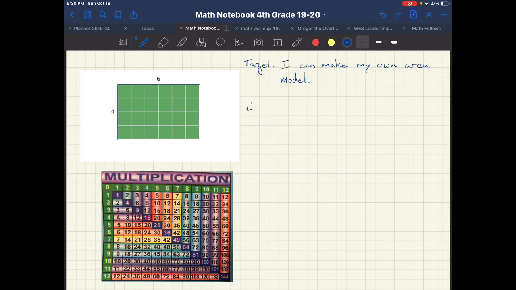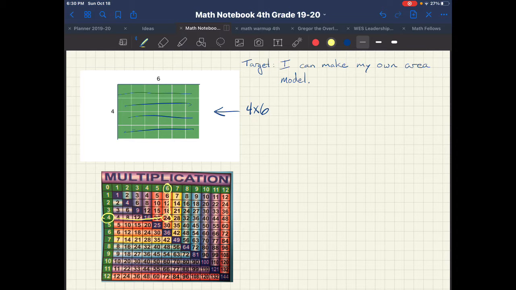So 4 times 6, this is the area of 4 times 6. There are 4 rows of 6, right? 1, 2, 3, 4 rows of 6. There are 24 squares in here. Pause the video and count them if you don't believe me. You can also use your multiplication chart, 4 and 6, and see where they meet. They meet right here at 24.